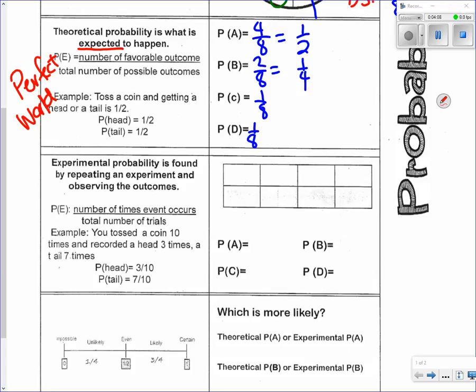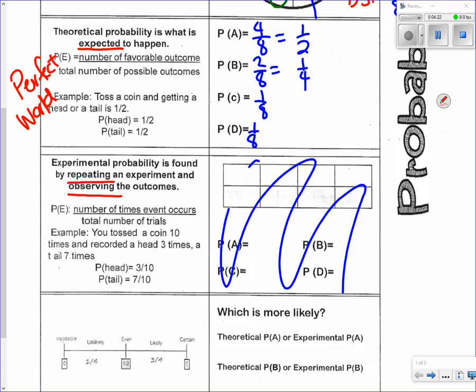So going on to experimental. Experimental probability is found by repeating an experiment and observing the outcomes. So you are physically doing something here. An experiment has to take place. Now, that doesn't mean that you yourself actually have to do it. It could mean that you were given the information of an experiment, but an experiment actually took place.